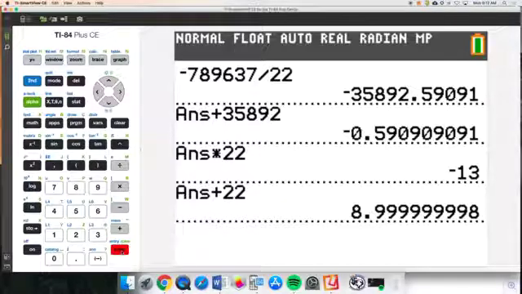Whoa. That is weird. It's not struggling with the decimals when it gives us negative 13. It's saying it's negative 13. But now when you add 22, an integer, to another integer, it's freaking out. What I'm guessing is this right here overloaded the calculator.